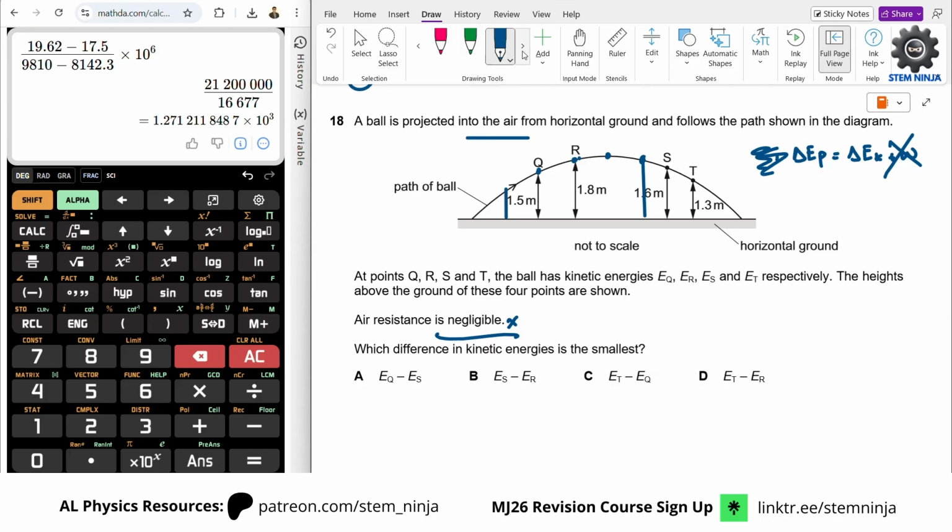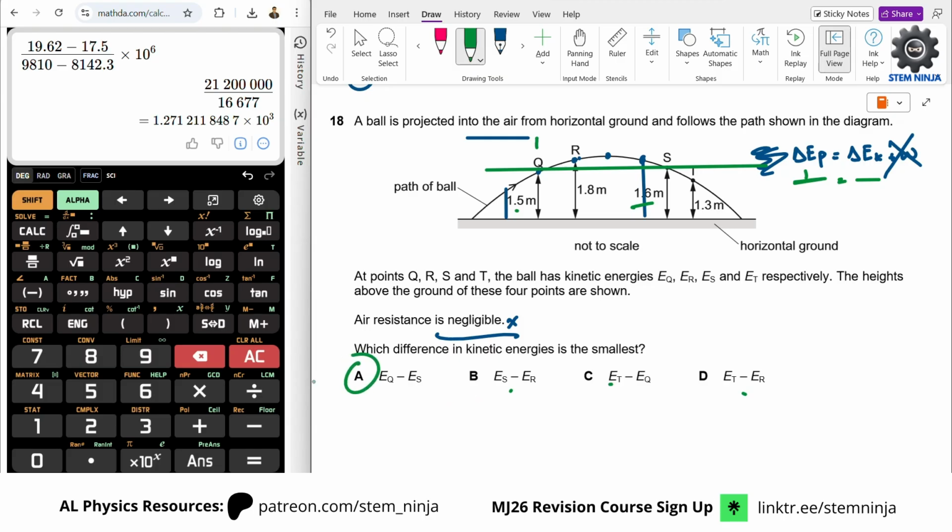So let me draw lines to illustrate the point. At this point, the kinetic energy is only due to the horizontal velocity. Then you have 1.6 and 1.5, which are the closest in height. So the change in height is the lowest. Change in height equals change in kinetic energy, so that is the lowest. So these are points Q and S.